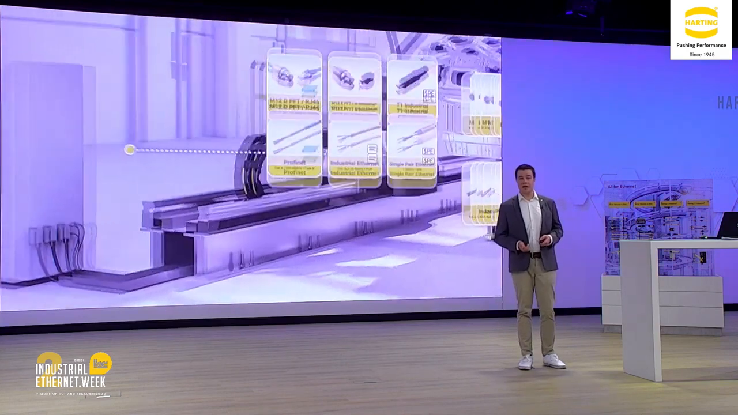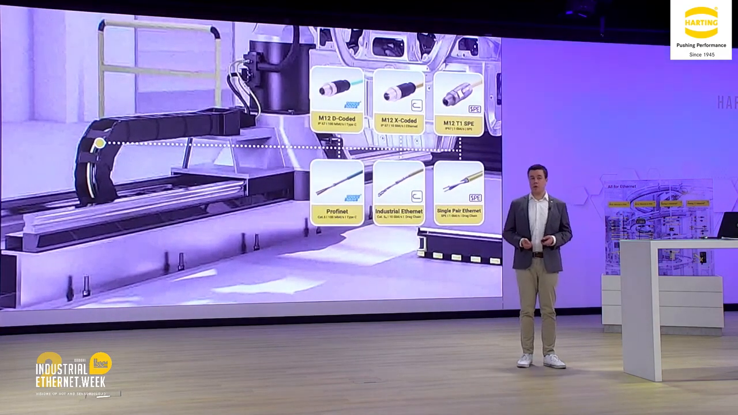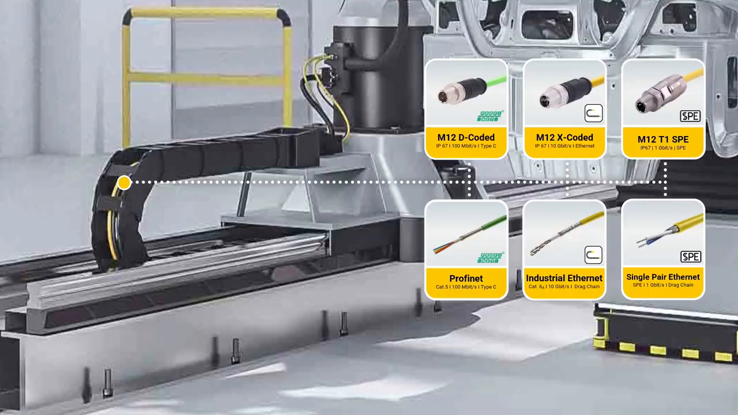Here, for example, is a typical application where we have a drag chain and the cables are forced into a guided movement. So here we have millions of bending cycles, and therefore the cable needs to be specially designed. Here, for example, the Profinet Type C with a trailing variant is suitable to fulfill all of these requirements.